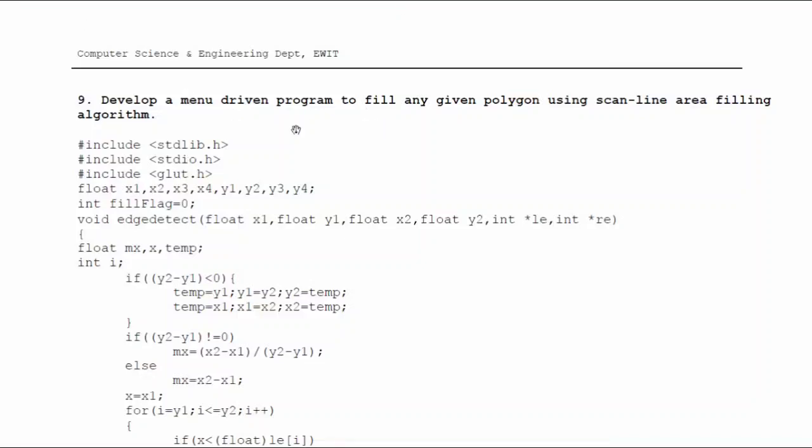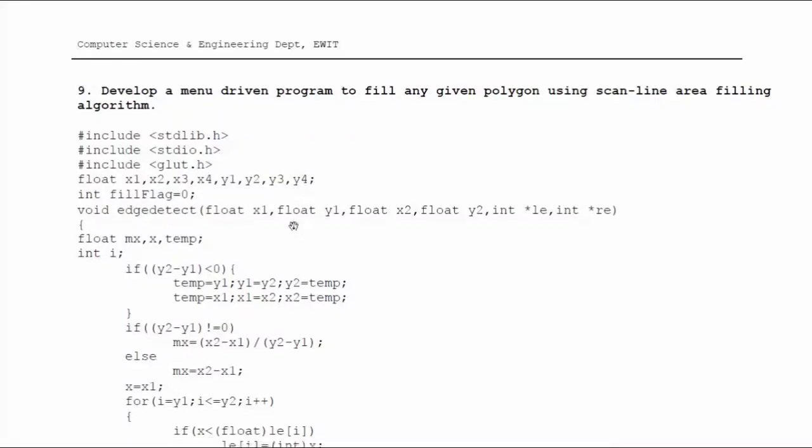So this is the working program of the scanline polygon fill algorithm. Initially I explained how to trace that program. The main agenda of this program is to fill the polygon's inside region. Now I will explain the code of this program. It consists of the standard library, stdio.h, glut.h, all these are header files. In this program we have taken 4 points, 4 edges, so we mention it as x1, x2, x3, x4, y1, y2, y3, y4. It consists of 4 edges in this program.